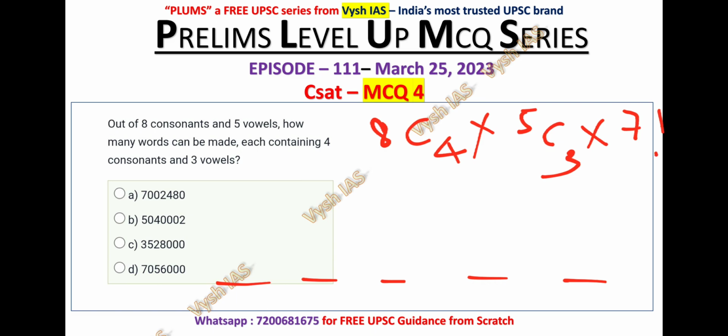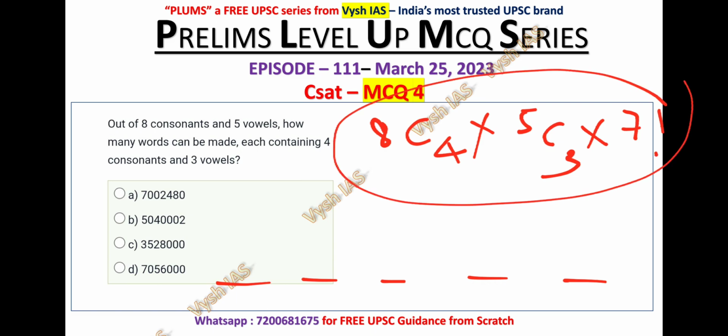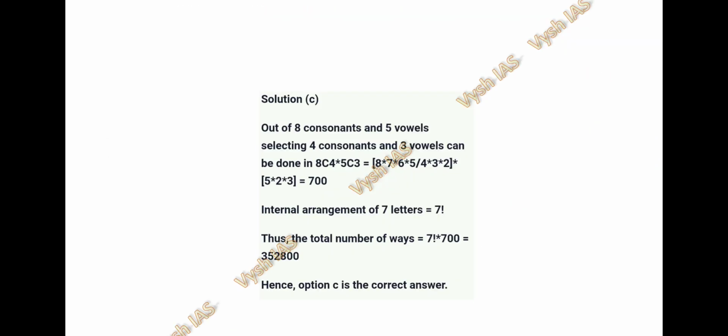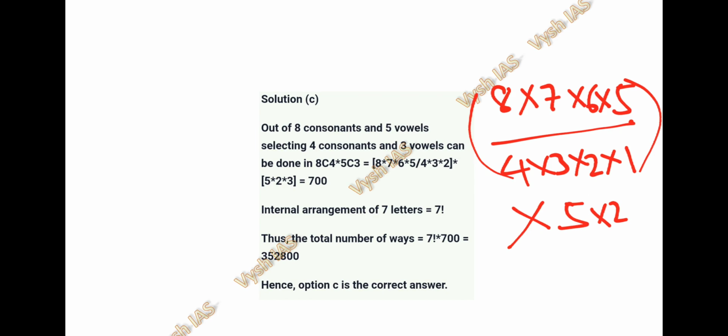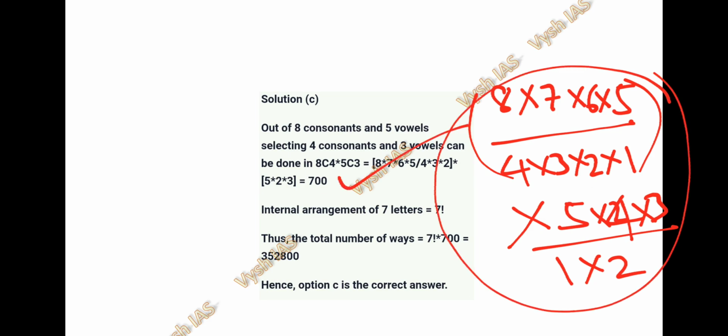So it is nothing but 7 factorial. We have to calculate this value. 8C4 into 5C3 into 7 factorial is something which we have to calculate. 8C4 is nothing but 8 into 7 into 6 into 5 by 4 into 3 into 2 into 1, into 5C3. 5C3 is nothing but 5 into 4 into 3 by 1 into 2. So if you calculate this total value, you'll get 700.